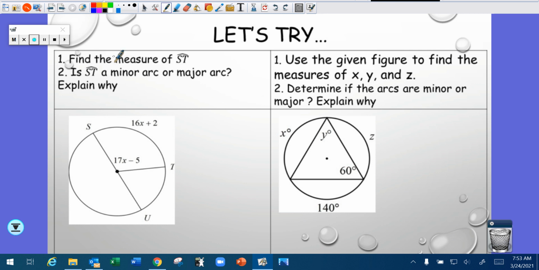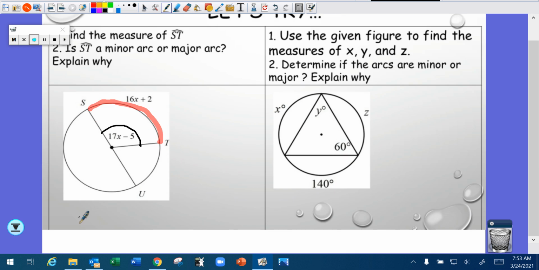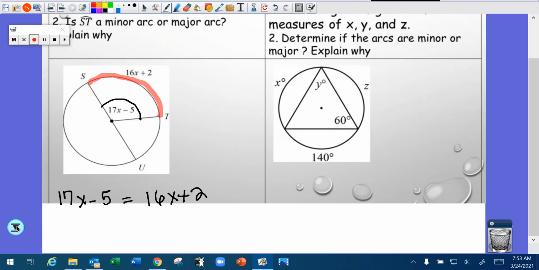So here, number one is asking me to find the measure of arc ST. So I'm going to highlight arc ST, and you notice that's the intersecting arc of a central angle. So this is the central angle that matches that arc. We know that central angles mean that you take the angle and set it equal to the arc, and then you use your math to help you find x, and once you find x, you substitute it in to find the arc. So I'm going to plus 5 to both sides.